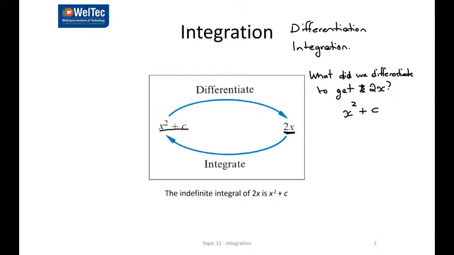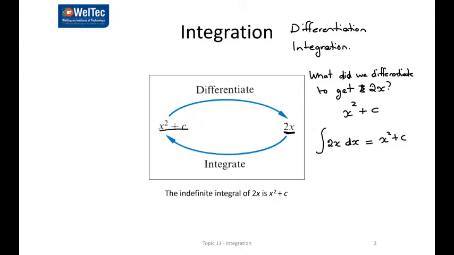So what we've done now is we have integrated 2x. And because we're talking about x, we need to put in that little symbol there, dx. And we're saying the integral of 2x is x squared plus c. Equally, this says that the derivative of x squared plus c is 2x. So it's now looking at the reverse operation or the inverse operation of differentiation.